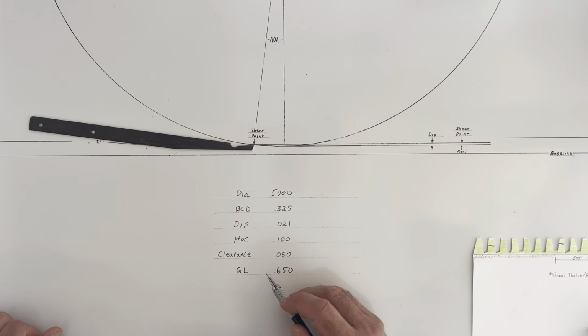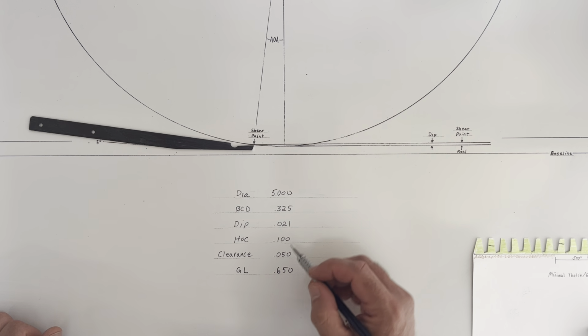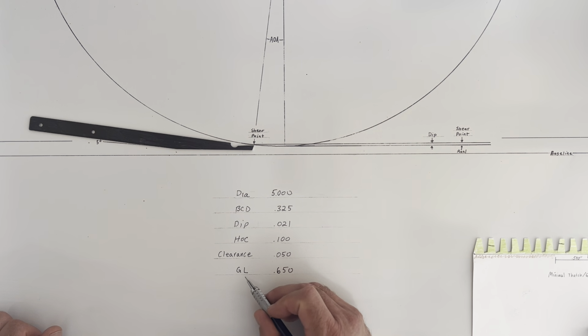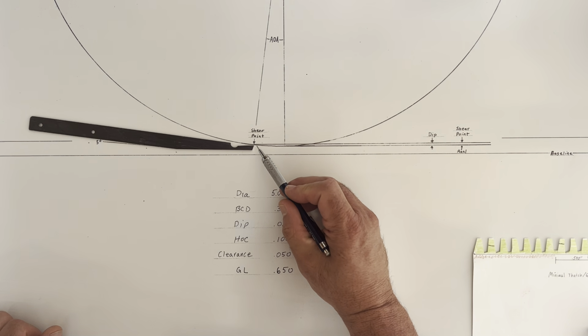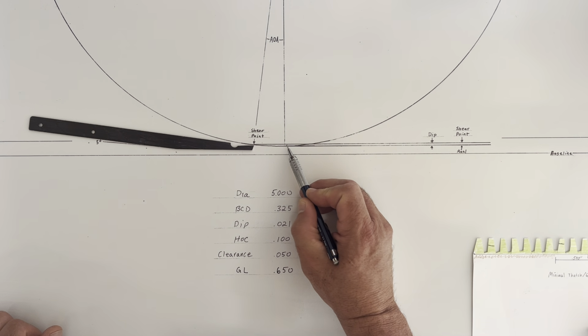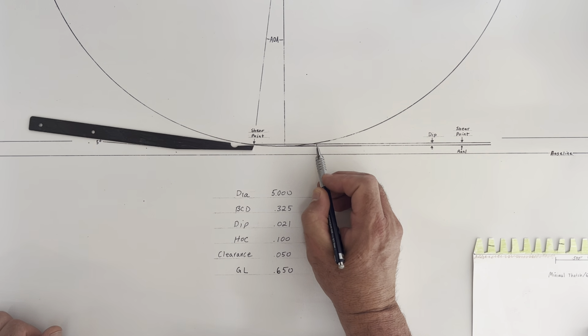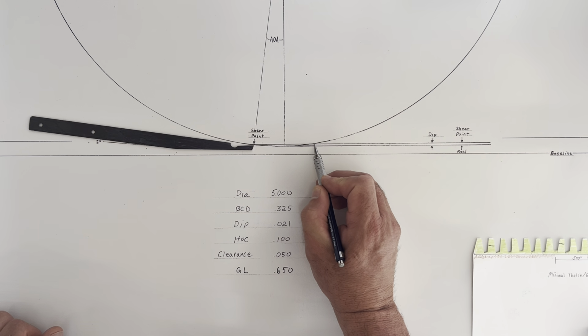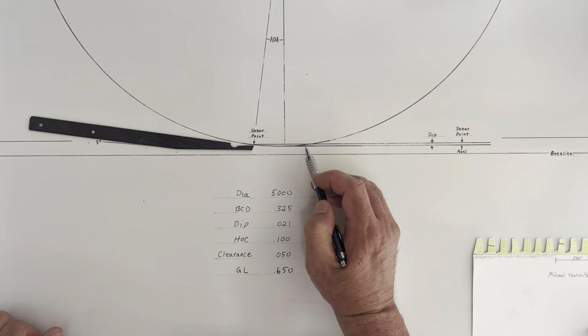The gathering length is going to be twice the BCD. The gathering length here is 0.650. That's the length from the shear point to the point in front of the center line where the reel starts dipping into the canopy below the shear point.